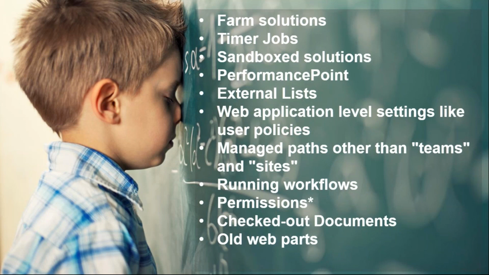There are some key limitations that I'd like to call out here that we run into during our own migrations, and the first is the web application level settings. I'll get to it more on the next slide, but the one thing that we can't do anymore is increase the list item view throttling, which you'll remember is set to 5,000 items by default. Managed paths is a big one. If you have leveraged any custom managed paths like departments as an example, or projects, or whatever it is.